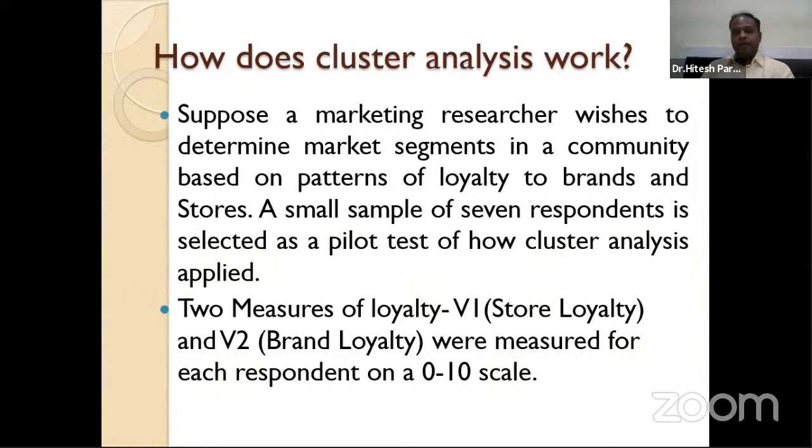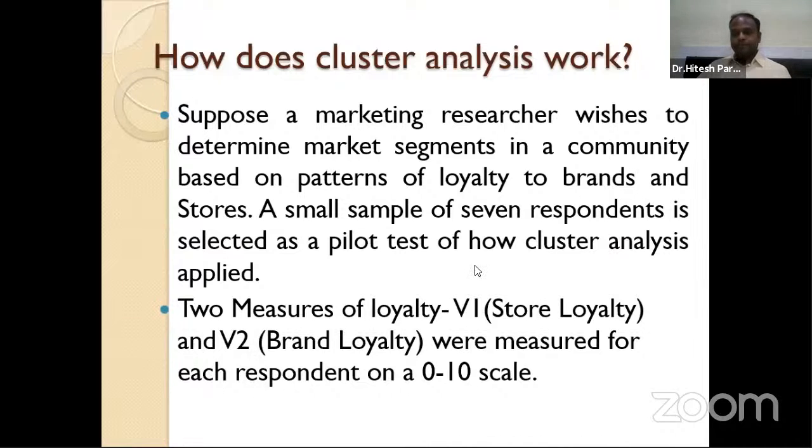These variables are store loyalty and brand loyalty. So the cluster variate we are selecting comprises these variables, store loyalty and brand loyalty. They are our cluster variate. On this basis, we will try to group our 7 respondents based on these 2 variables. These variables are measured on a 10-point scale, 0 to 10. The higher the score, the better the loyalty.